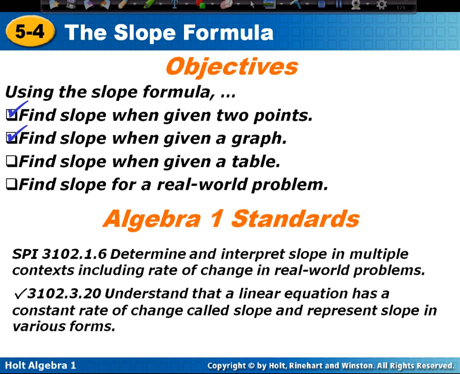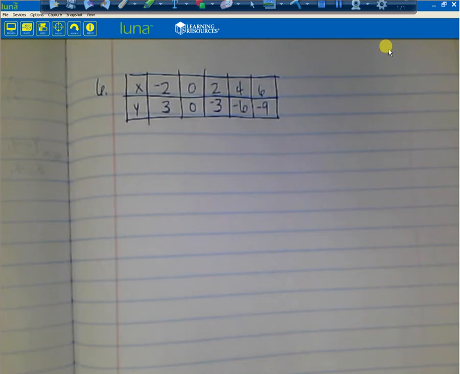All right, so there's finding slope when given a graph. Next, we're going to look at finding slope when given a table. The first thing I want you to do is go ahead and copy down this table here for number 6. Copy down the table. Your x's are on top.